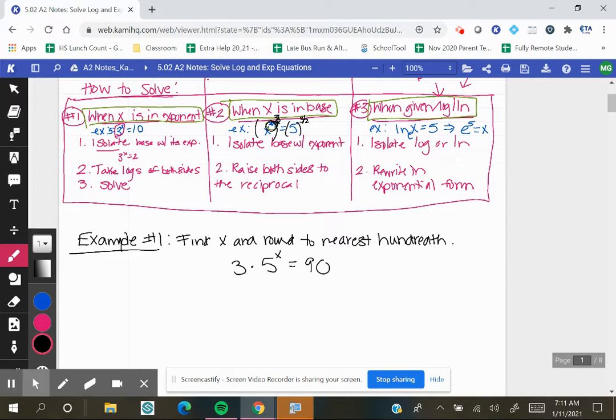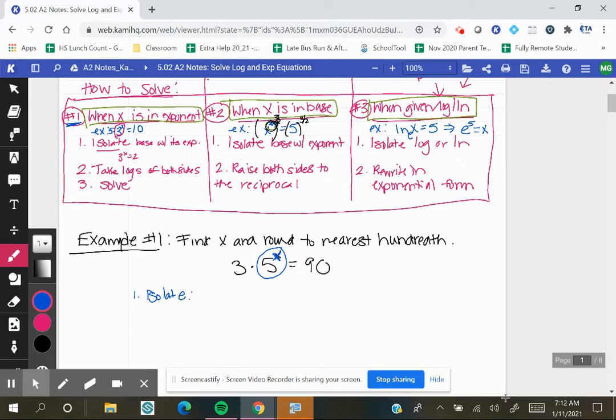So first you want to look at your equation and figure out which scenario you're in. So I see an equation and I see my variable x is in the exponent. So if my variable is in the exponent, I'm in scenario number 1. So now first thing I want to do is isolate my base with its exponent. So I look at my exponent x, what's attached to that? What is the base of that? And that's going to be your 5. So I want to get 5 to the x by itself to isolate.